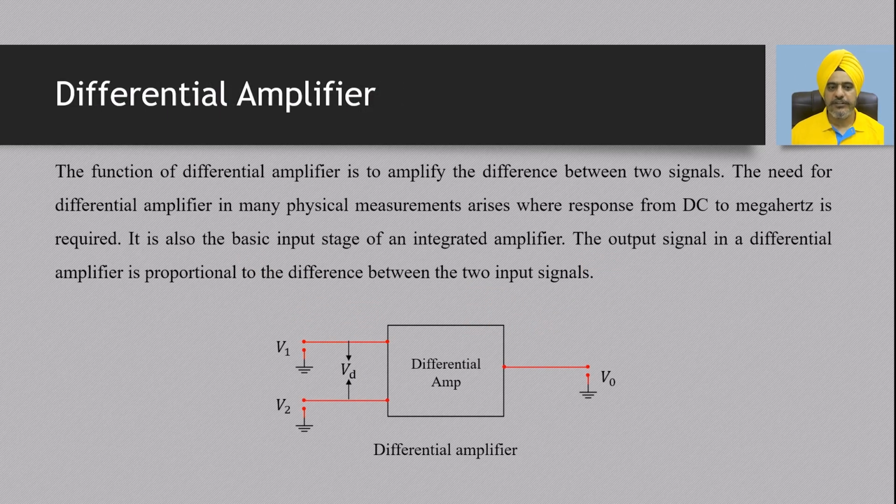So, the differential amplifier. The function of a differential amplifier is to amplify the difference between two signals, and it is needed in many physical measurement applications where we require the response from DC to certain megahertz. In this block diagram you can see that the inputs are two voltages V1 and V2, and the output V0 is the amplified version of the difference of these two inputs V1 and V2. So the differential amplifier amplifies the difference between two input signals.